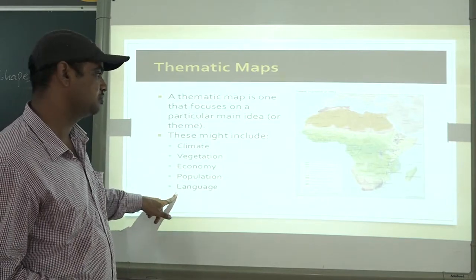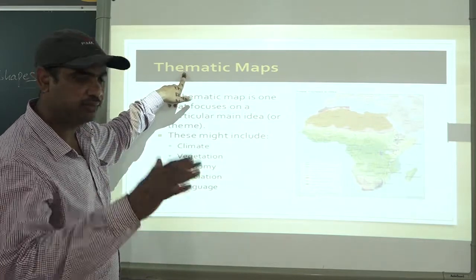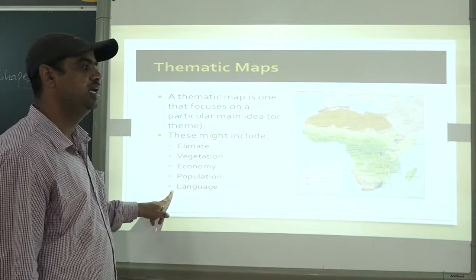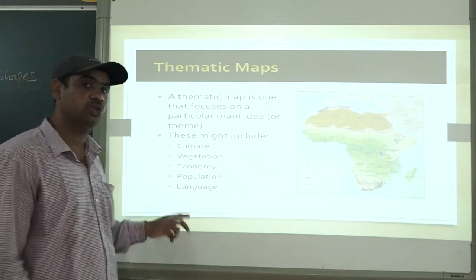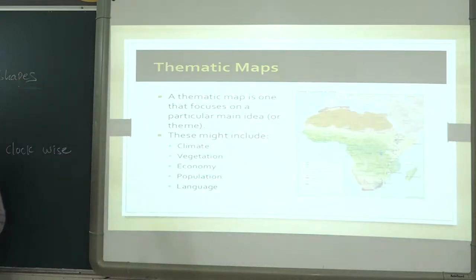Population and language are examples of thematic maps. Thematic map examples include climate, vegetation, economy, population and language. These are based on a particular subtopic or sub-theme. So these are the three types of maps I have told you.